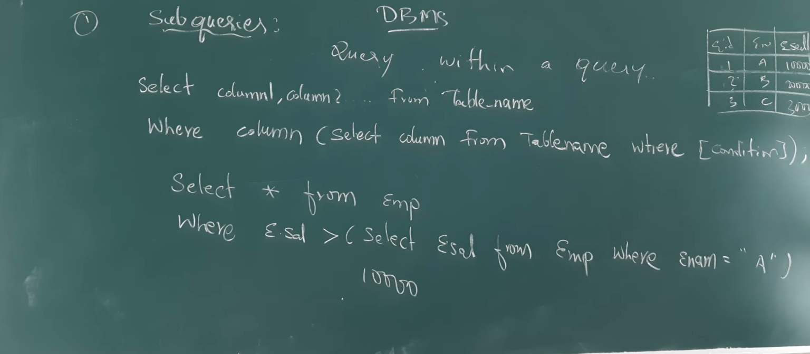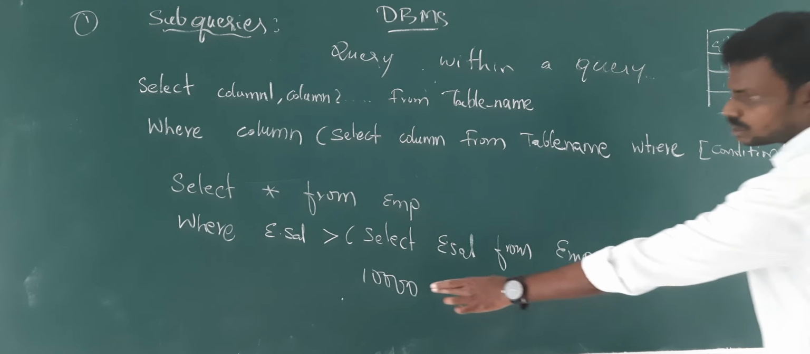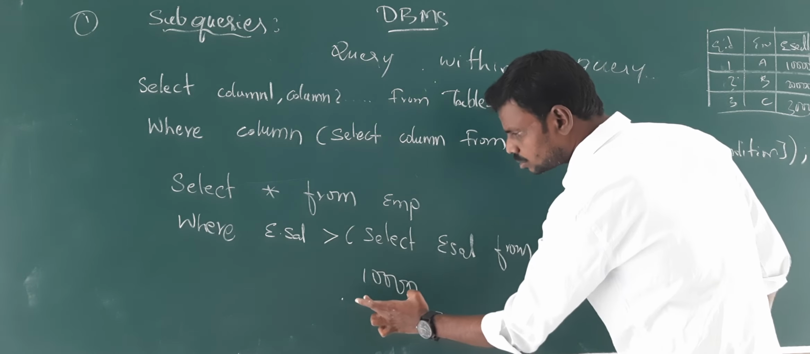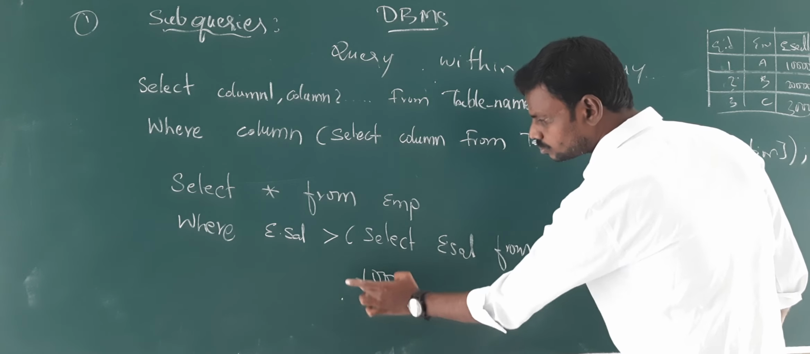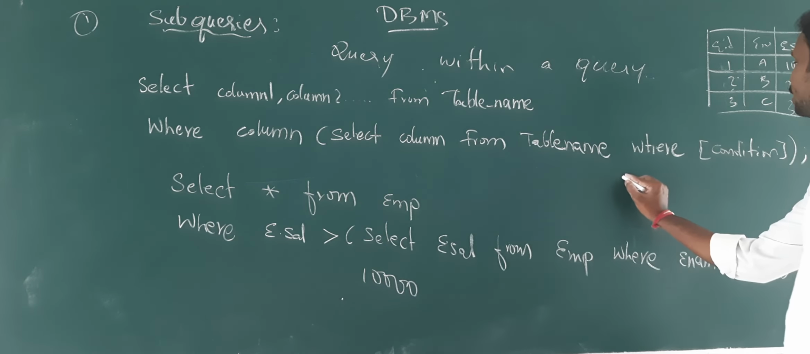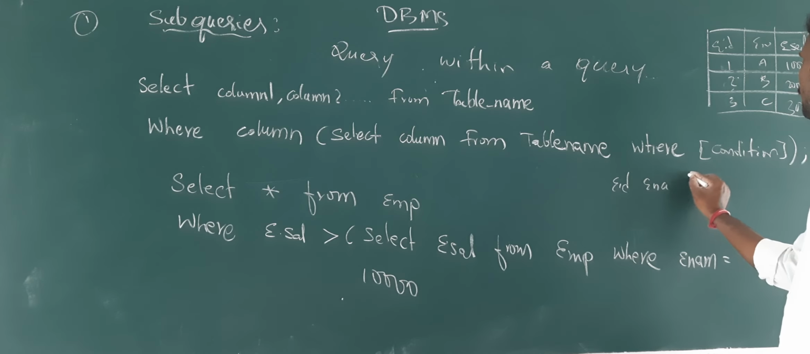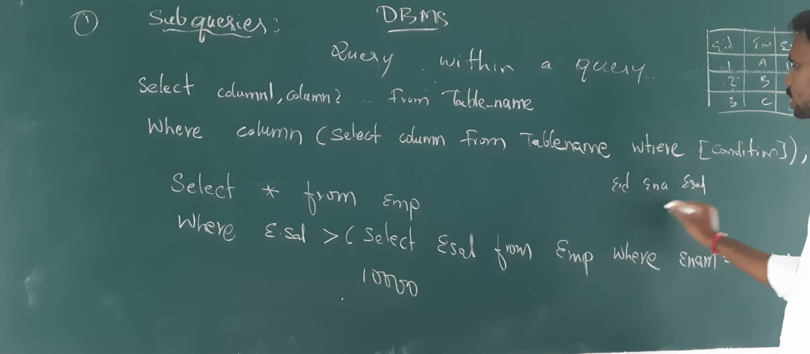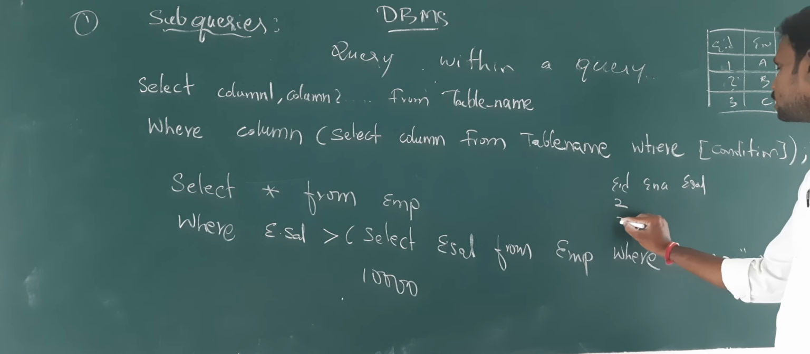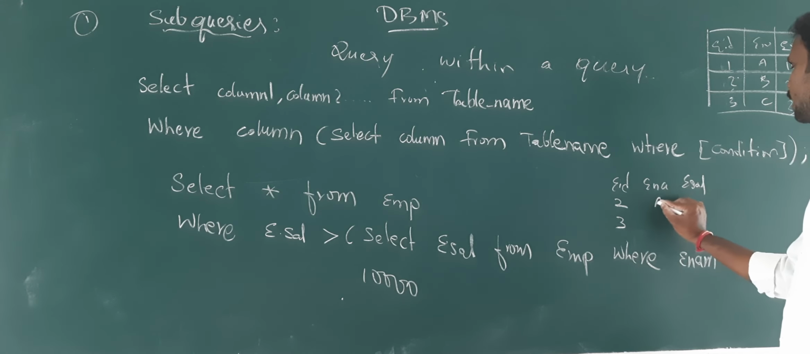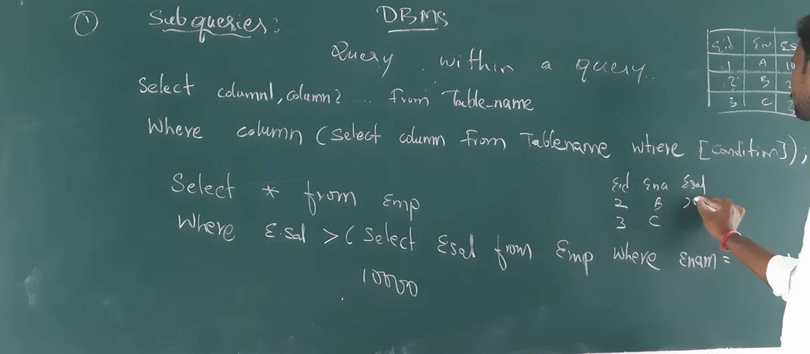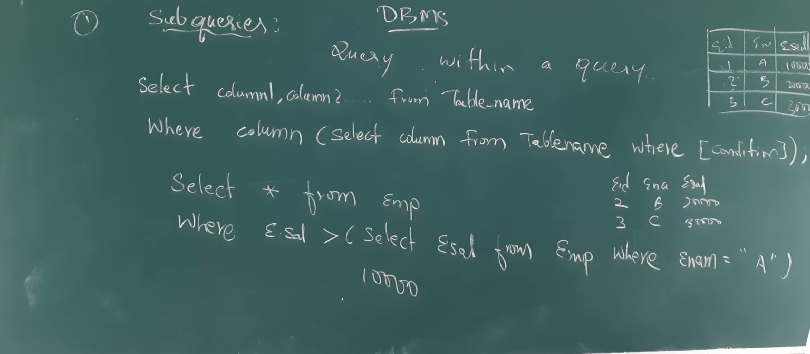Okay, I hope it is clear. If it is not visible, I will write it here. See here, employee salary, those who are getting more than 10,000. Then I will have columns like employee ID, employee name, employee salary. Then I will get 2 and 3, that is B and C, those who have 20,000 salary and 30,000 salary. Then this will become your output.